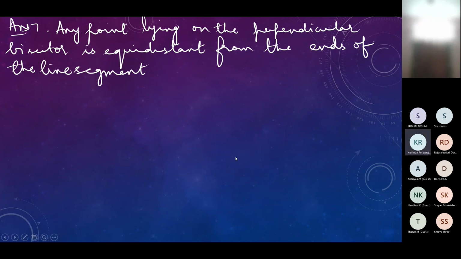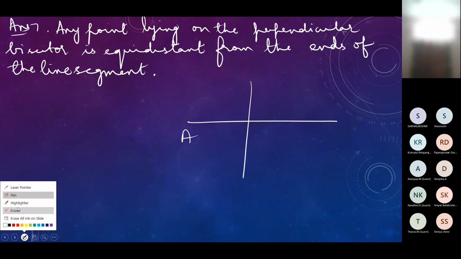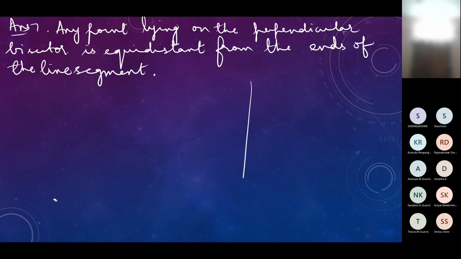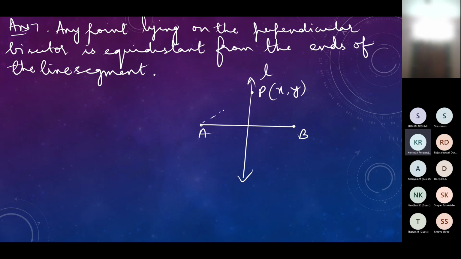Yeah, children. So from the ends of the line segment. Okay, so AB, line segment AB. L is the perpendicular bisector. P is a point on the perpendicular bisector given by x comma y. So we know that the distance PA is equal to the distance PB. PA is equal to PB.